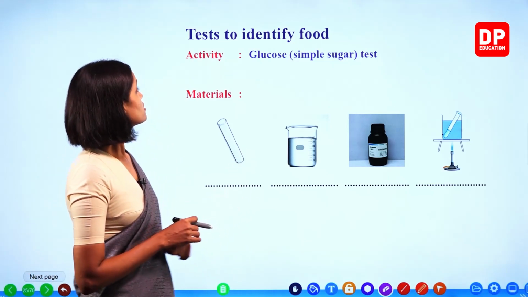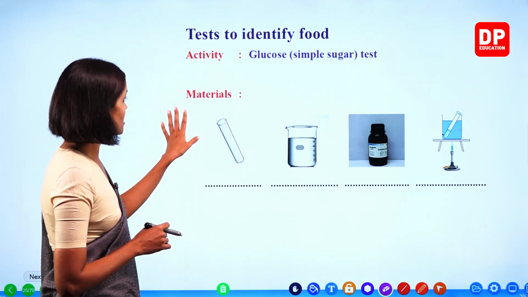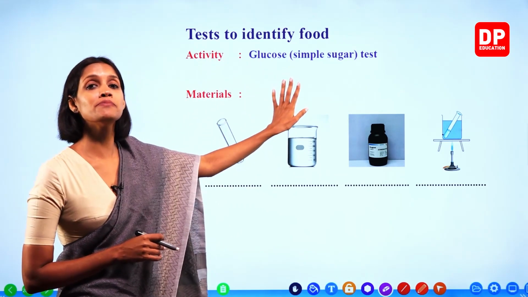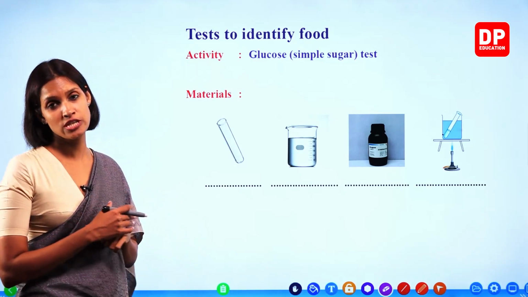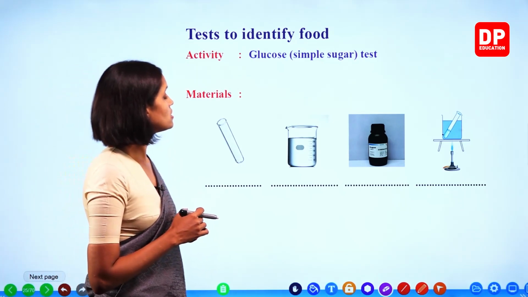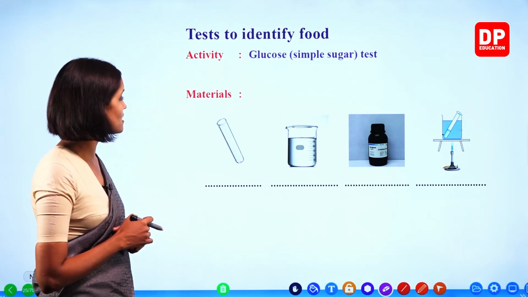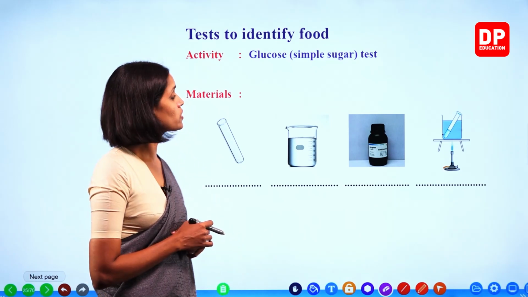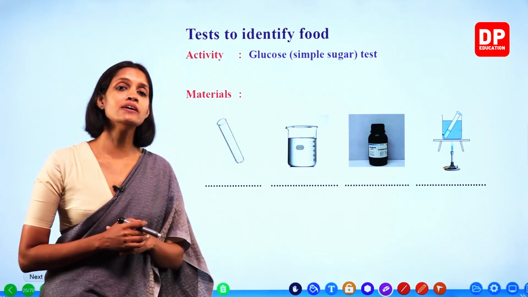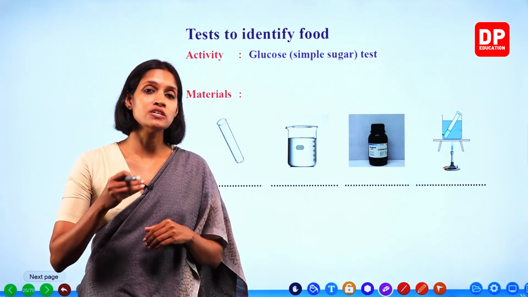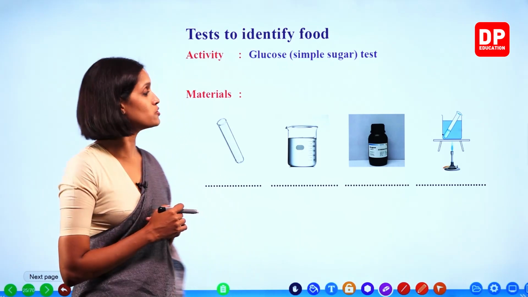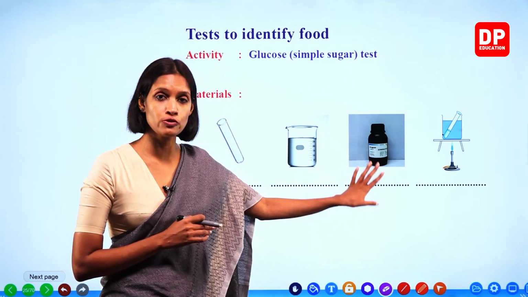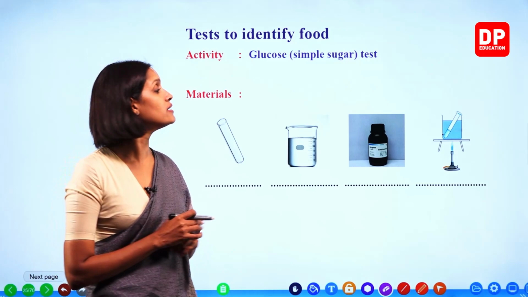Okay? Right. So the first activity is identifying glucose. So, the glucose test. This is known as the simple sugar test or reducing sugar test as well. So what are the things we need to do this test, children? We need a test tube and we need a glucose solution. Okay, how to prepare a glucose solution? We can dissolve some glucose in water and we can prepare the solution very easily. And then we need the special solution called Benedict solution. It is a blue color solution, right?